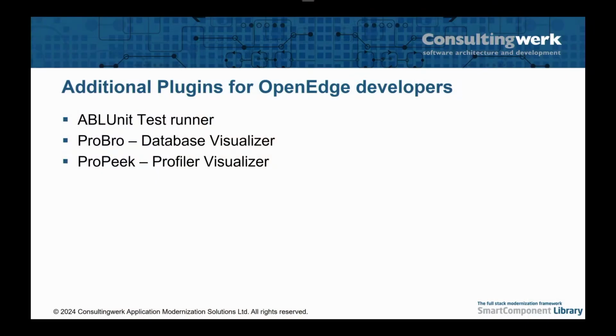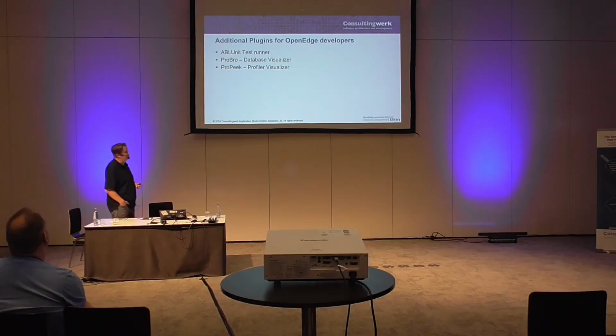Yeah, for OpenEdge developers, there are, I think, these three dedicated plugins. If you know anything else, it would be nice to let me know. There's the ABL Unit Test Runner, Pro Bro, which is a little bit like the Data Digger embedded into VS Code, maintained by Baltic Amadeus, and Pro Peak, which visualizes the output of the OpenEdge profiler, with quite some interesting graphical views into it.